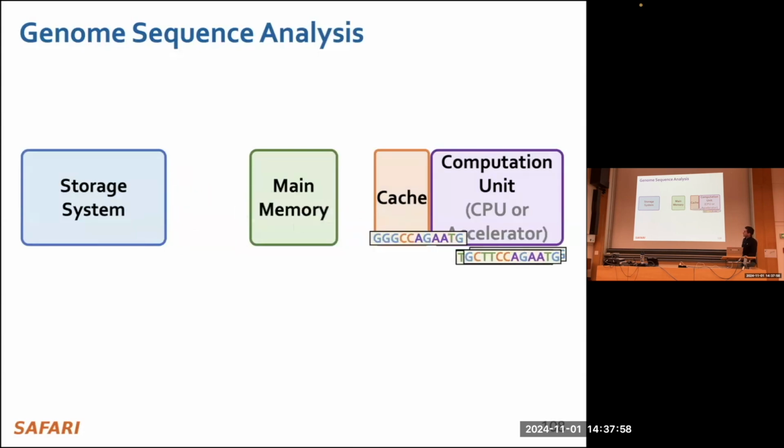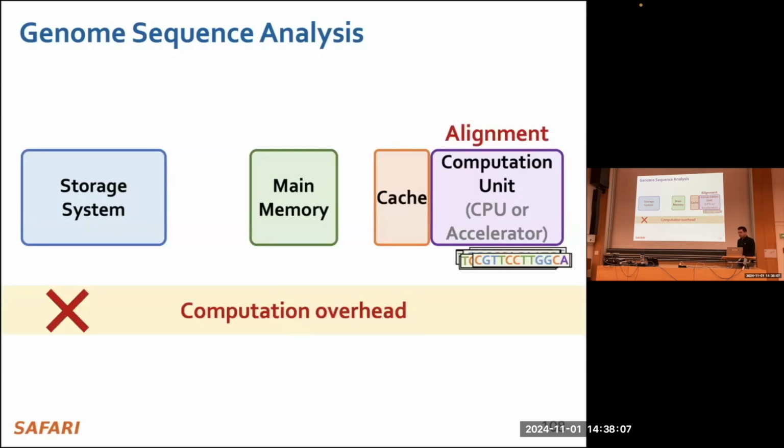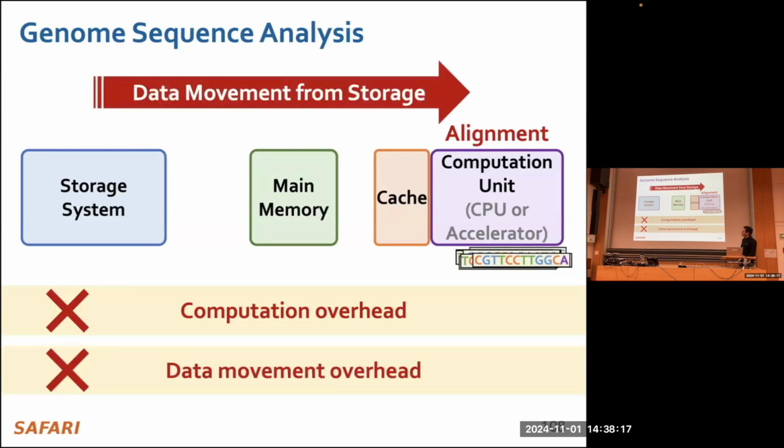What usually happens is that we need to move this data from the storage system, maybe from your SSD, to wherever you're doing the computation. And we know that the computation could be a bottleneck, right? If you are doing alignment, for example, this is computationally costly. But also there is a data movement overhead. You need to move this data from the storage system to the accelerators or to the CPU.